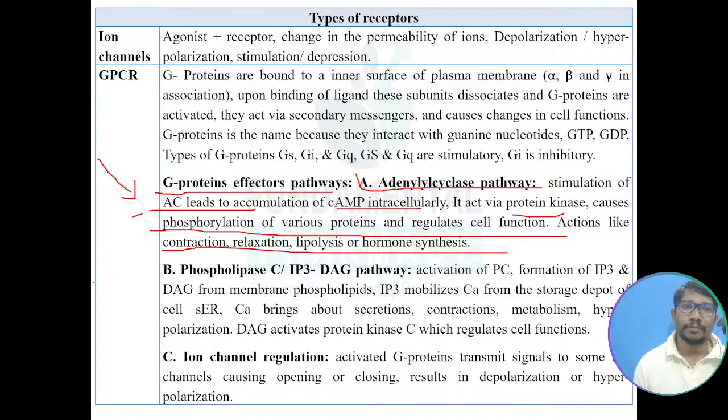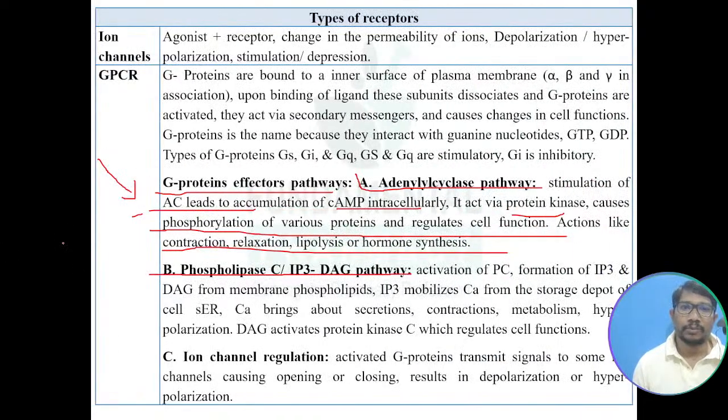Second pathway is there known as a phospholipase C/IP3-DAG pathway. Phospholipase C inositol 3-phosphate DAG pathway. So this pathway is for GQ.